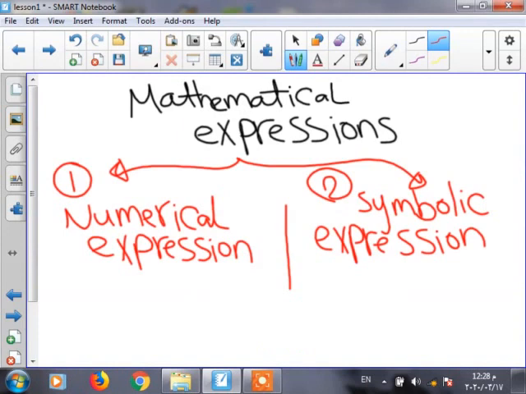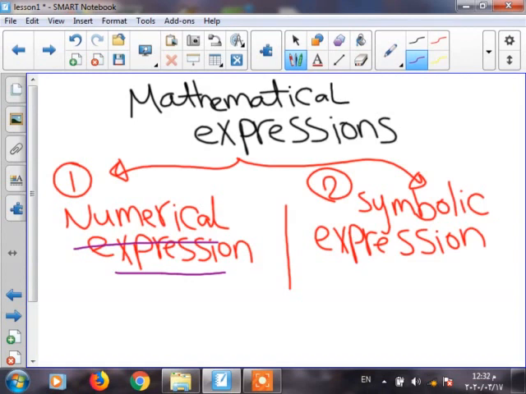The lesson today is called mathematical expression. I have two types of mathematical expression. Number one is called numerical expression. We will take mathematical expression. Number one, I have numerical expression.